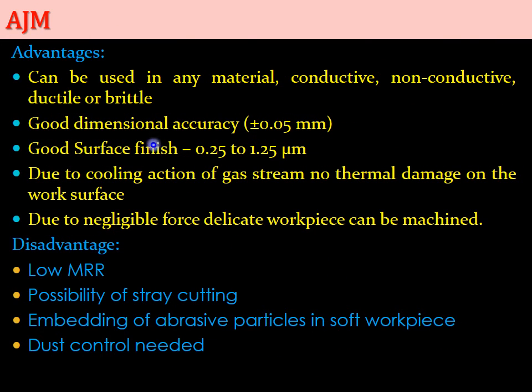AJM, what are the advantages of the AJM process? We can use it on any materials, conductive or non-conductive, ductile and brittle. Any type of material can be used with the AJM process. Good dimensional accuracy can be achieved, about plus or minus 0.05 mm. Good surface finish is also achieved, about 1.25 micron levels.